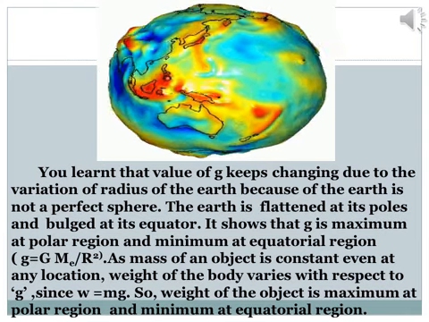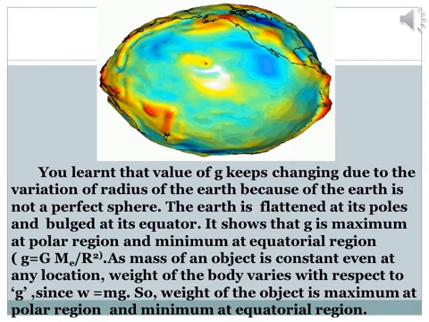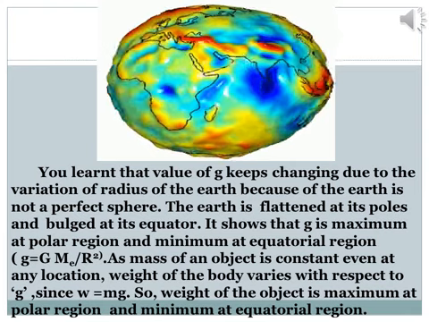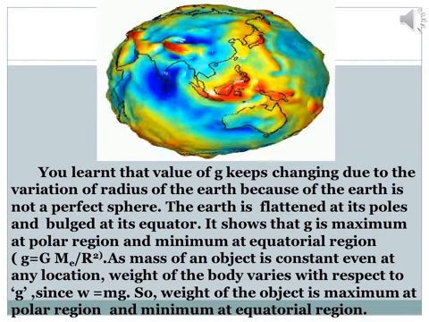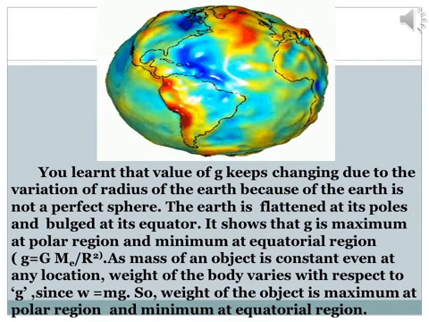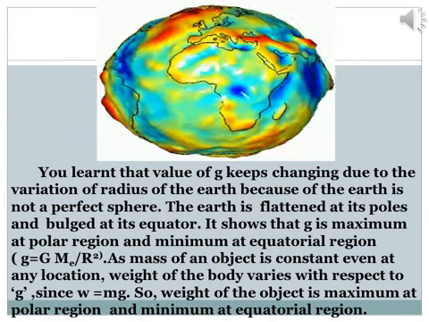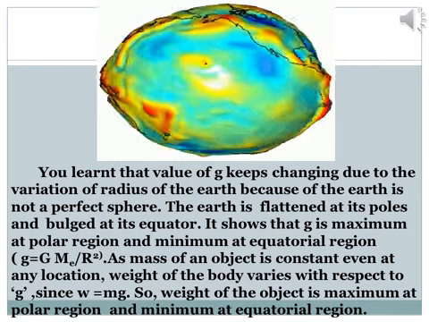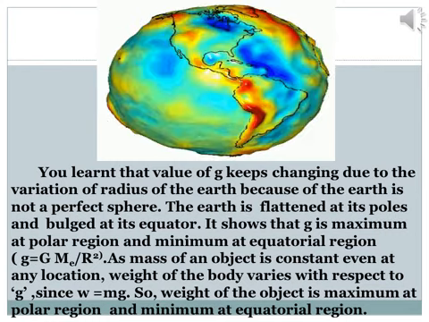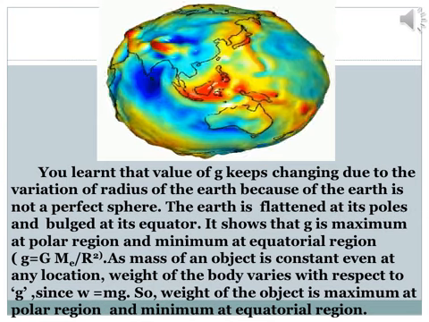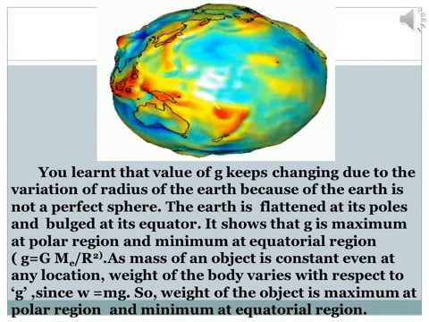It shows that g is maximum at the polar region and minimum at the equatorial region as g is equal to capital G M divided by r square. As mass of an object is constant at any location, weight of the body varies with respect to g since W is equal to mg. So weight of the object is maximum at the polar region and minimum at the equatorial region.